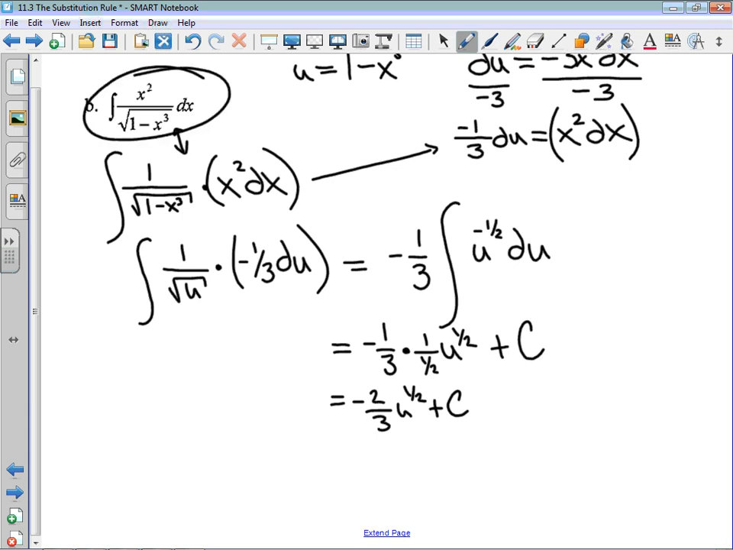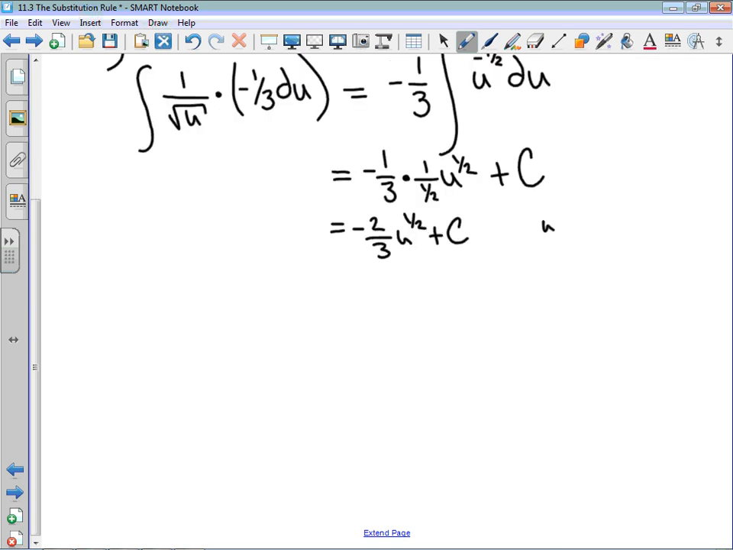So the final step is to substitute it back in. We said that u is equal to 1 minus x cubed, so we're going to substitute that in, and I get, and I'll rewrite it again, that the integral of x squared over the square root of 1 minus x cubed dx is equal to negative 2/3 times 1 minus x cubed to the power of 1/2 plus a constant.